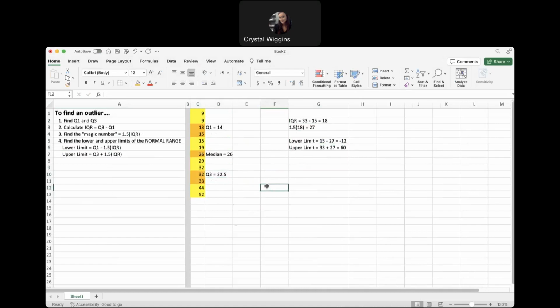Okay, so to sum this up, what we covered was how to find quartile 1 and quartile 3 out by hand, and how to find out if a data set has an outlier.